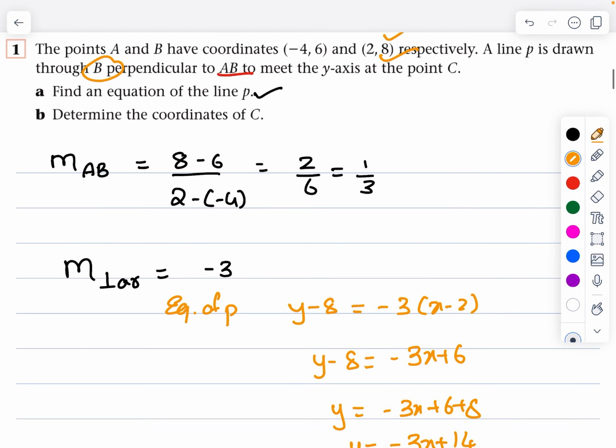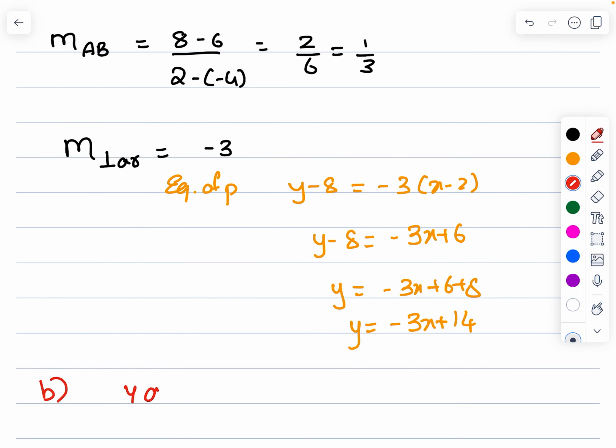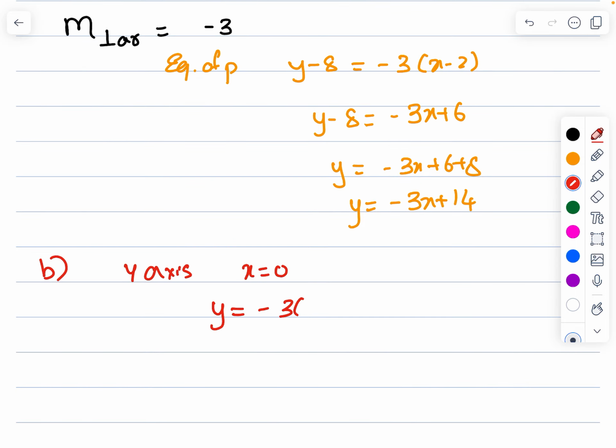Determine the coordinates of C. But for C, what is the condition being given? For C, the condition is it meets the y-axis at C. What is the meaning of y-axis? x equals 0. So plug in x equals 0, you get -3 times 0 plus 14. So what does that become now? y equals positive 14. So the coordinates of C is (0, 14), which is going to be the answer.